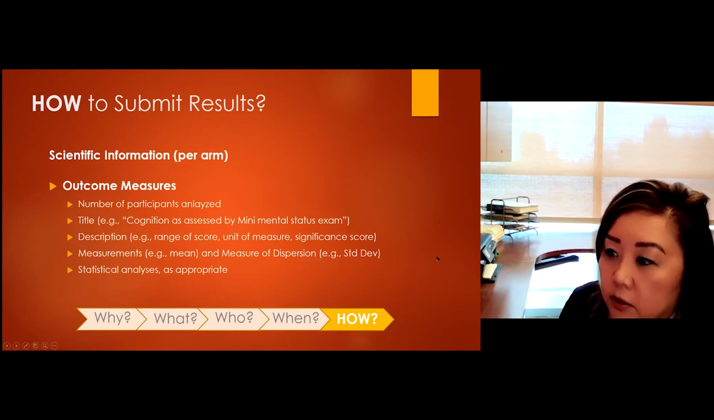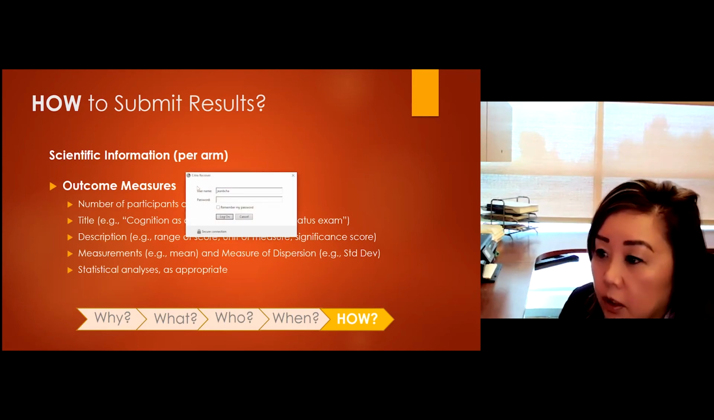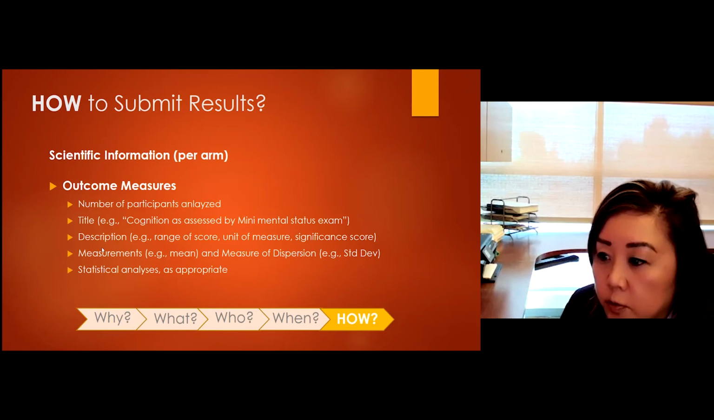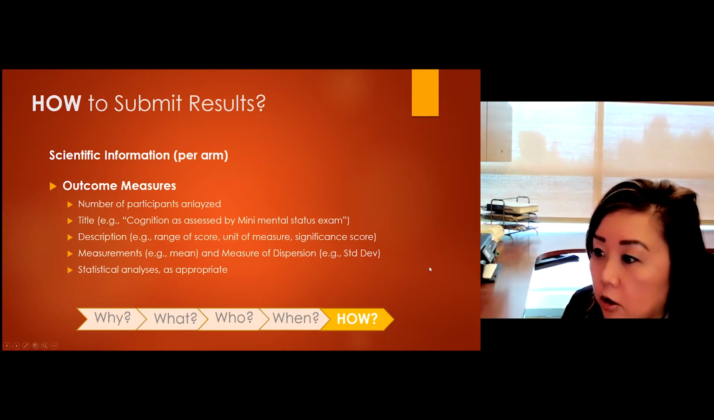And then also they'll ask for outcome measures. They're going to ask for the number of participants analyzed. They're going to ask for the title for each of the outcome measures, a description. You're going to assign a measurement and there may be statistical analysis that's needed as well for each of the arms.